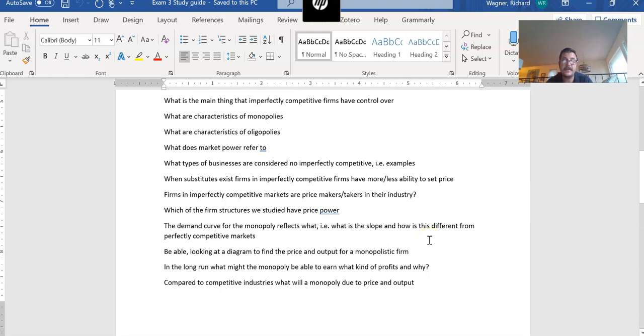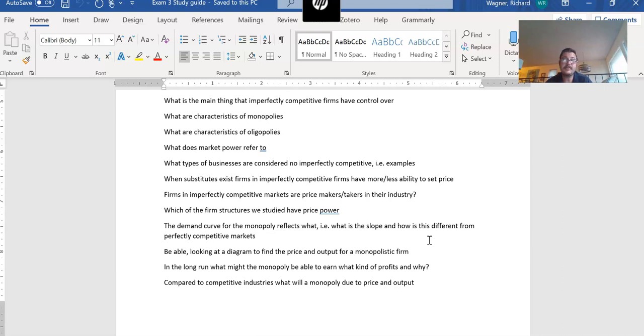Okay, the demand curve for the monopoly reflects what? That is absolutely the market. The demand curve is the market. The slope is downward sloping, just like the demand curve that we saw in chapter 3 with our regular supply and demand graphs. The only difference between that one and this one is that they are the supply curve. So in fact, their marginal cost curve is the supply curve.